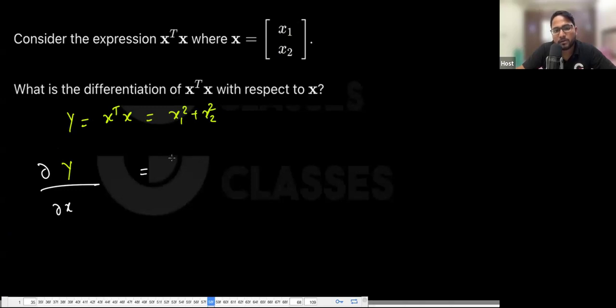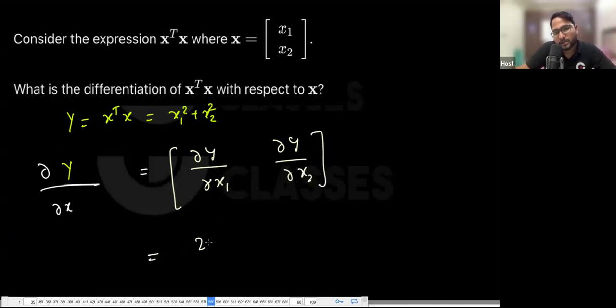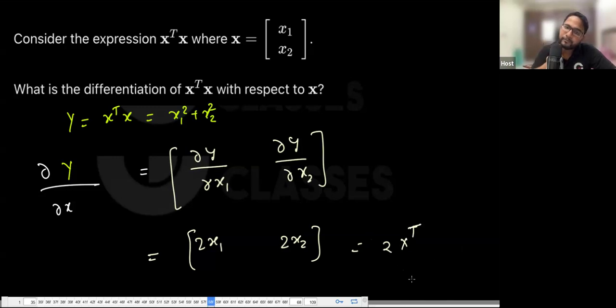So it will be partial differentiation of y with respect to x1, partial differentiation of y with respect to x2, right? With respect to x1, I think you will be getting 2x1. Here you will be getting 2x2, which means it is 2 into x transpose. Yes, great. Right? 2x transpose. This is what you will be getting. So x transpose x gives 2x transpose. That's what you're getting, right?